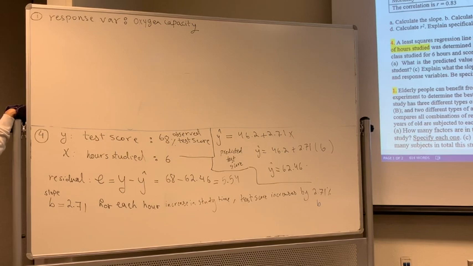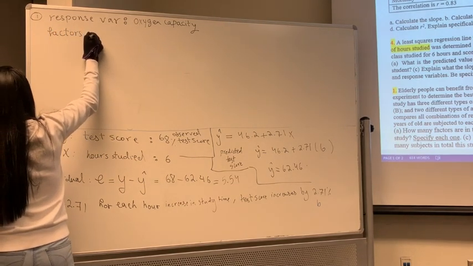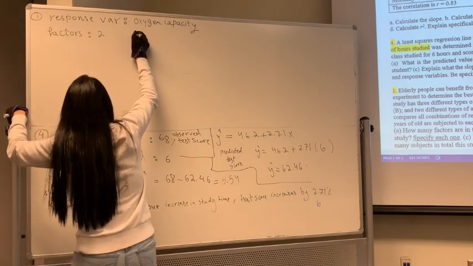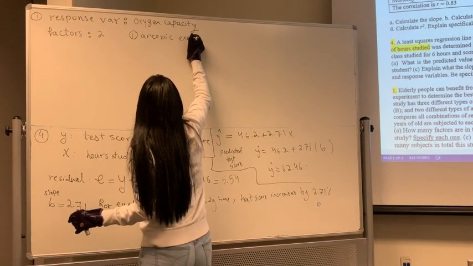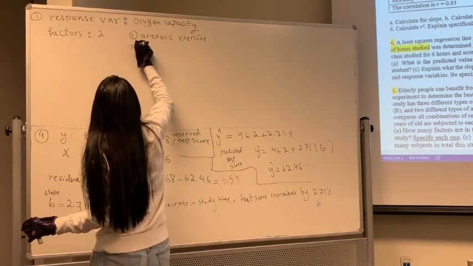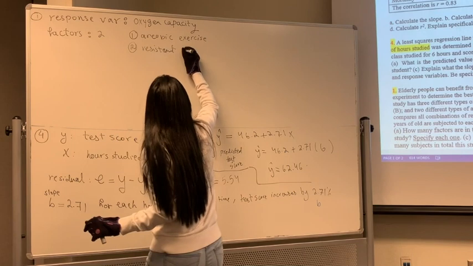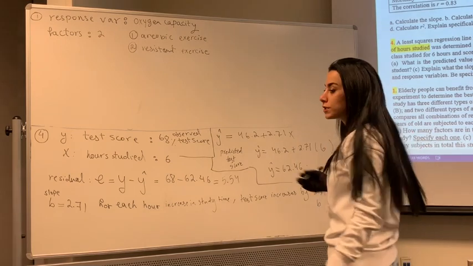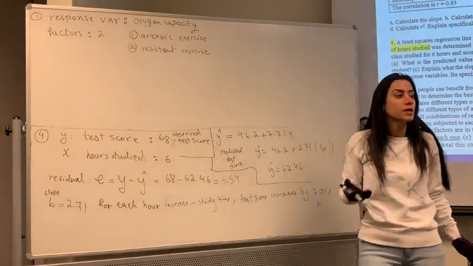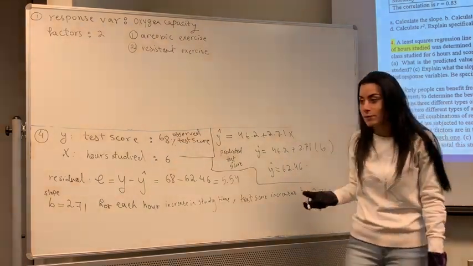So what are the factors in this study? Aerobic exercise. Exactly. So factors. How many factors do we have? 2 of them. One is aerobic exercise. The other one is resistance exercise. Correct. So factors are explanatory variables. In an experimental study, we call them factors. So factors will have an effect on the result, on the response variable, okay?